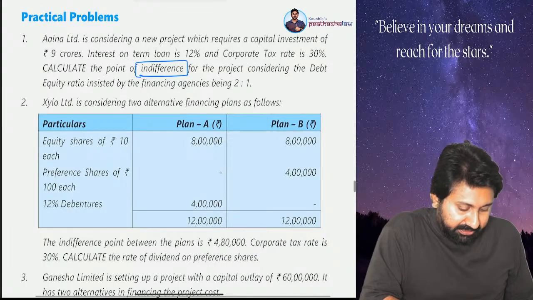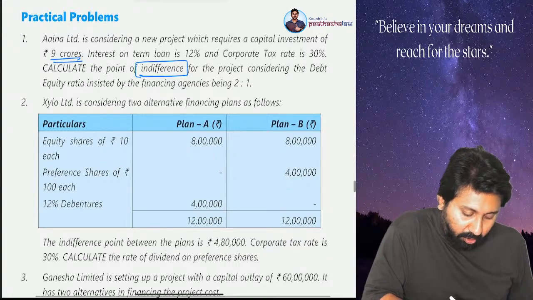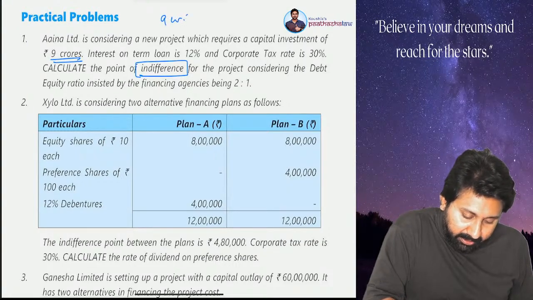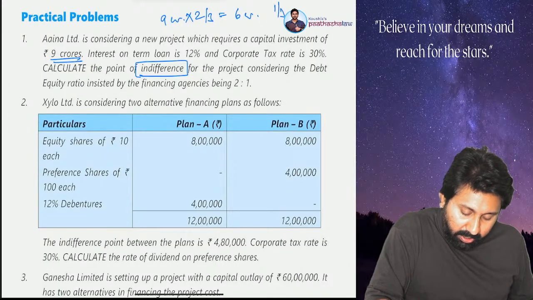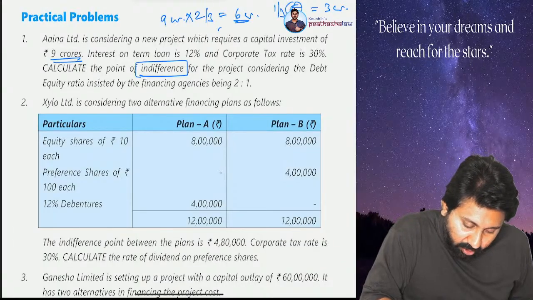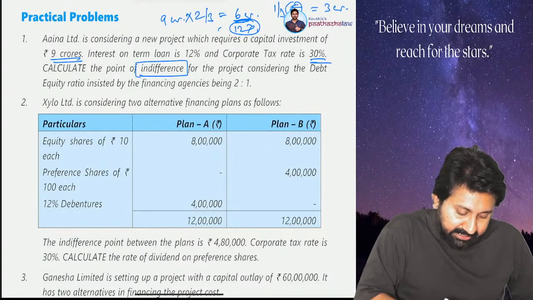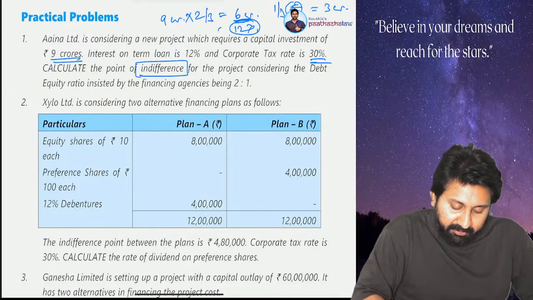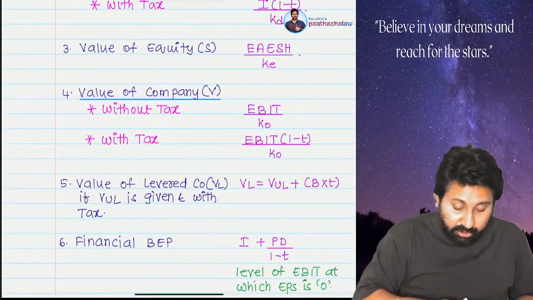First, Aina Limited is considering a new project which requires capital investment of 9 crore. 9 crore is the capital. In that, 2/3 is the debt, 6 crore. 1/3 is the equity, meaning 3 crore. On this 6 crore, 12% interest will be charged. Corporate tax is 30%. Point of indifference for the project considering debt equity ratio is 2:1. Let's try to solve this first.